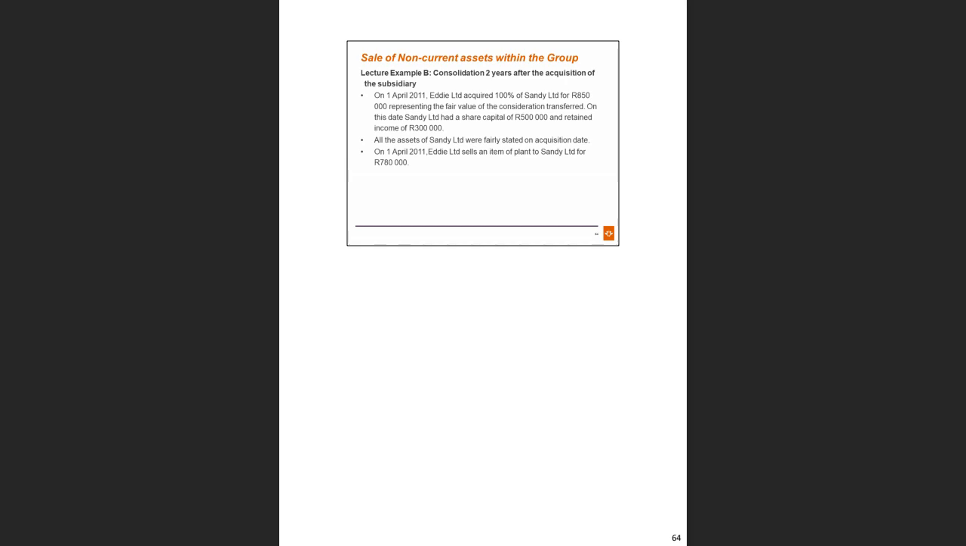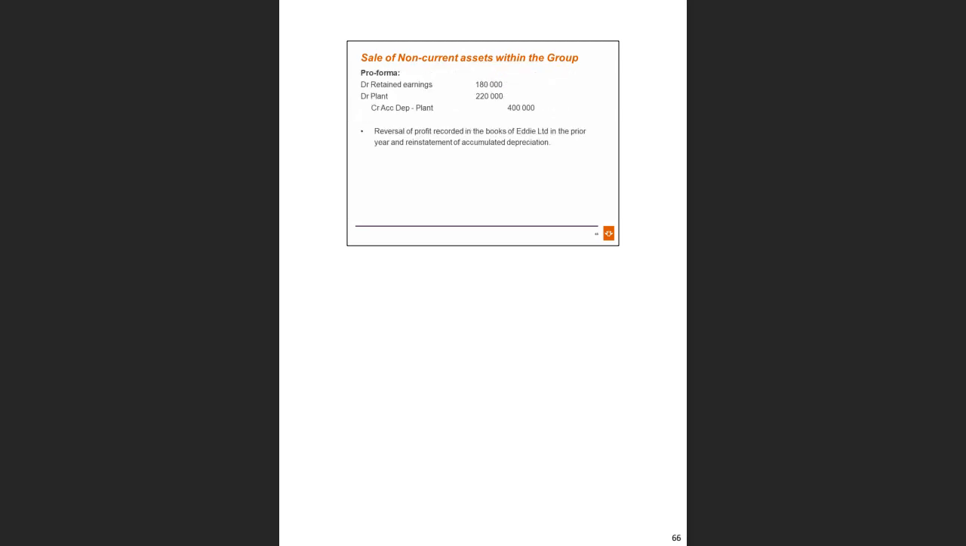On the 1st of April 2011, Eddie sells an item of plant to Sandy for 780,000 Rand. So this plant cost Eddie 1 million, was 4 years old, and had accumulated depreciation of 400,000 Rand. At the date of the sale, the remaining useful life of the plant is assessed as 6 years. Prepare the necessary pro forma entries as at 31 March 2013.